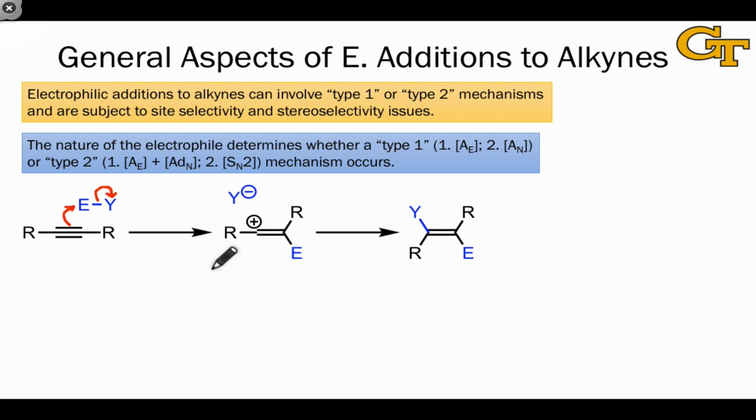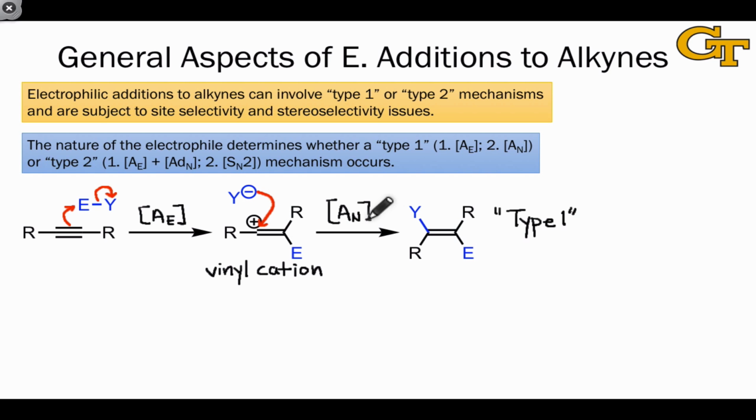This generates a carbocation intermediate that may look a little bit odd in that the cationic carbon is sp hybridized and has a positive charge with one double bond and one single bond. It's what we call a vinyl cation or vinyl carbocation. Coordination of Y to the cationic carbon in an A sub n step then generates the product. This is what we call the type 1 mechanism of electrophilic addition. It's analogous to hydrohalogenation of an alkene, for example.